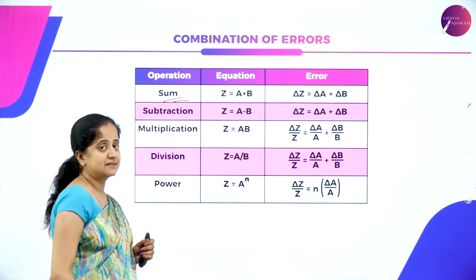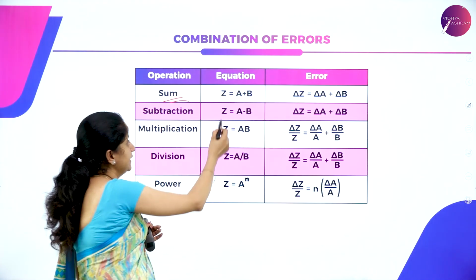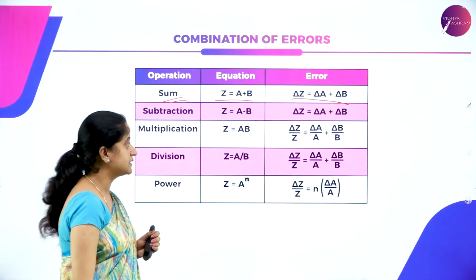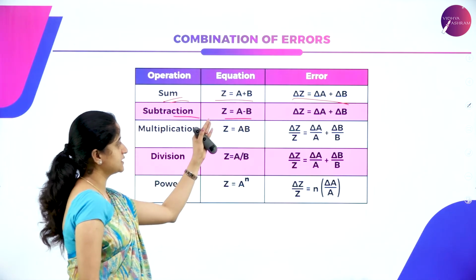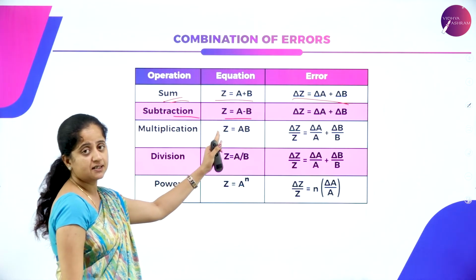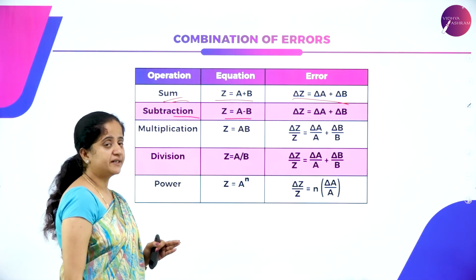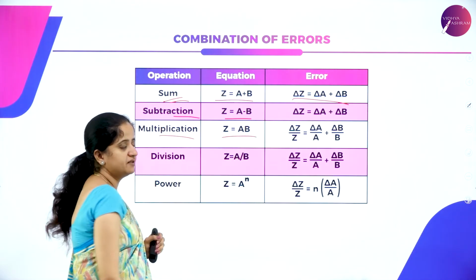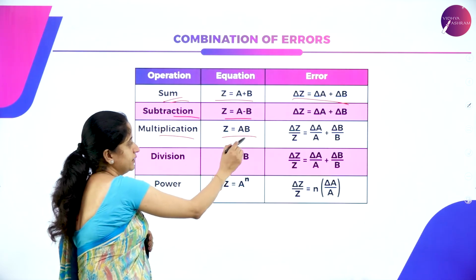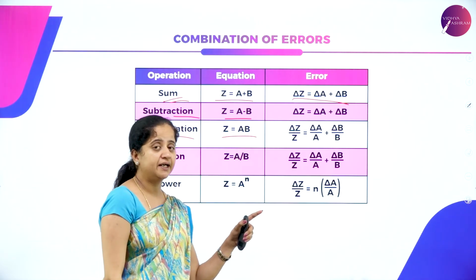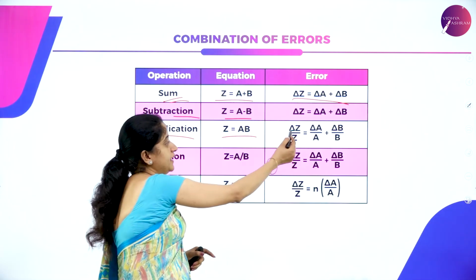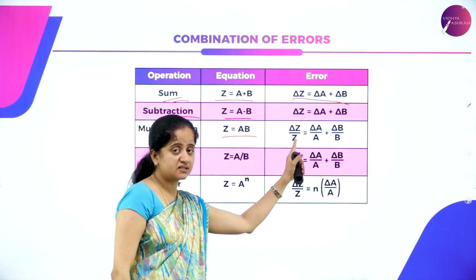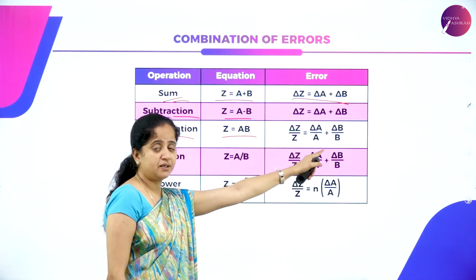If we are performing the sum of two quantities, then the equation is Z is equal to A plus B and the error is delta Z is equal to delta A plus delta B. Similarly for subtraction, the equation is Z is equal to A minus B and the error is delta Z is equal to delta A plus delta B again. Next in multiplication, we are finding the product, so Z is equal to A into B, and the relative error is delta Z by Z, which is equal to the sum of relative errors of the two individual quantities, delta A by A plus delta B by B.